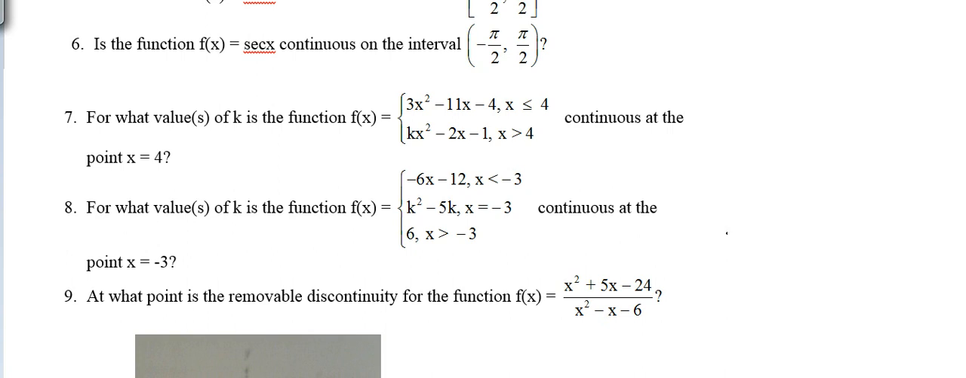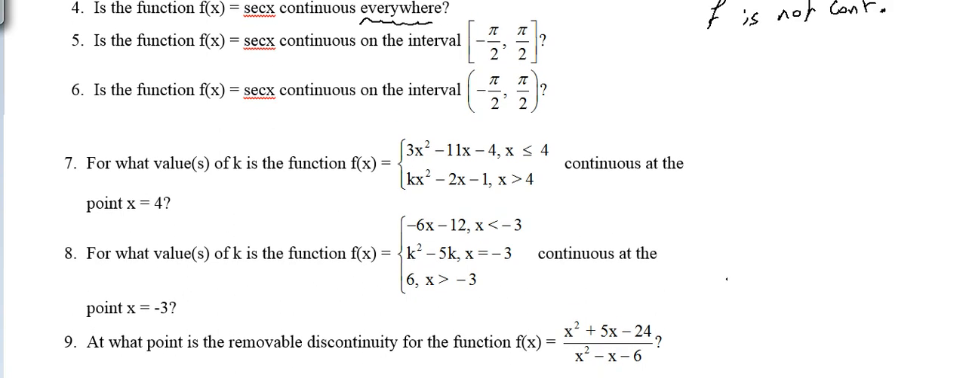We ended up with this function in the last video, and we said this function will not be continuous, which is secant x on minus pi by 2, because secant x is equal to 1 over cosine x, and cosine x is not defined. Cosine x is equal to 0 at minus pi by 2 and pi by 2, and this interval included these two values.